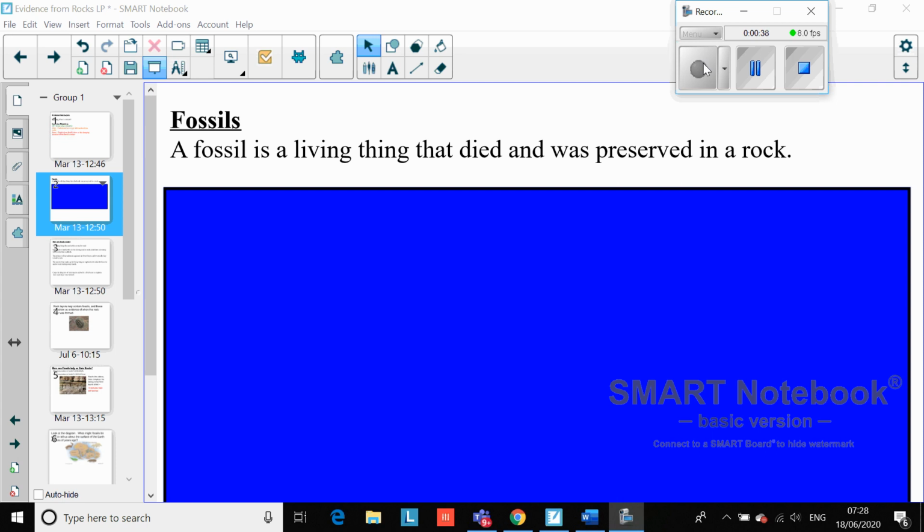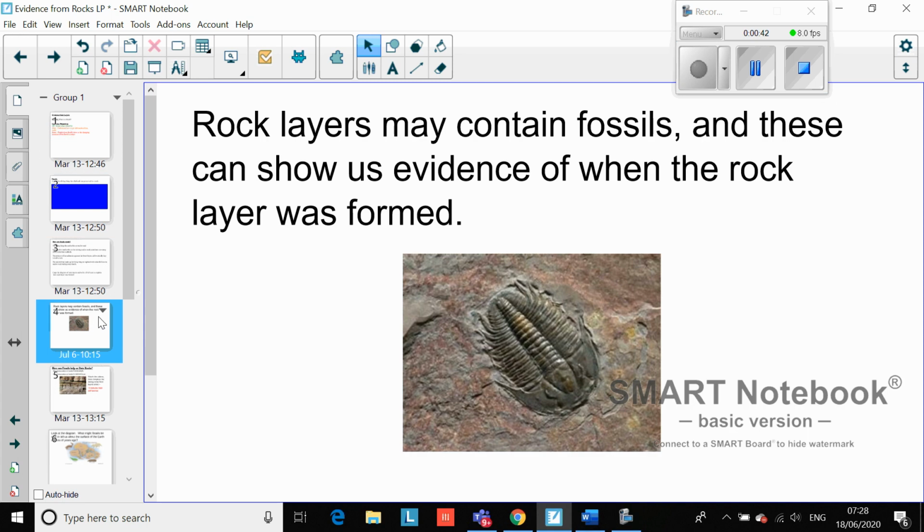So, a couple of things we need to actually understand. Firstly, rock layers contain many fossils, and these can show us the evidence of when the rock layer was formed. Okay, now within particularly sedimentary rock, we find fossils like this of ancient animals which are no longer alive. Okay, this one, for example, is called a trilobite. We also, though, find evidence of how life evolved.